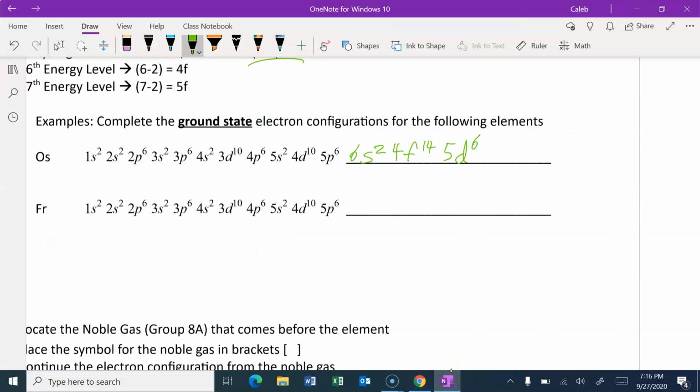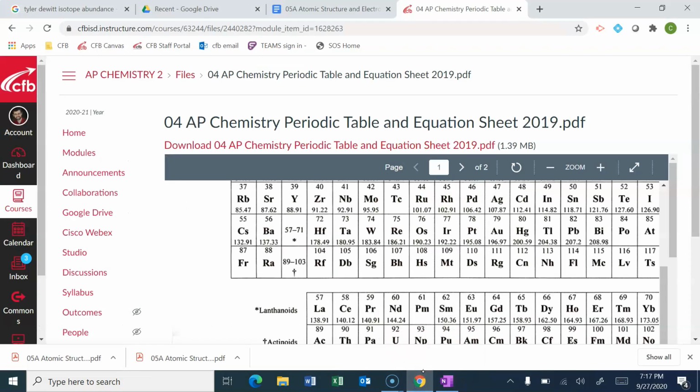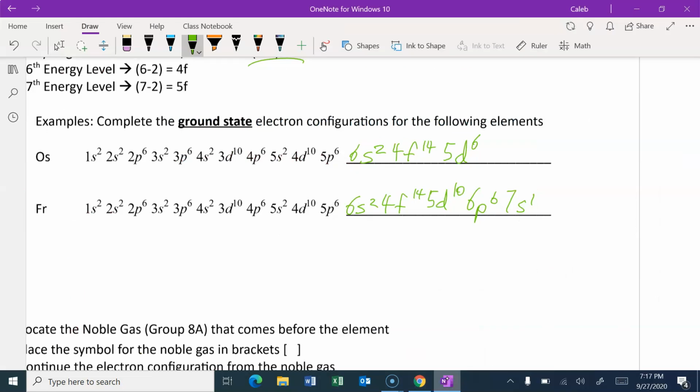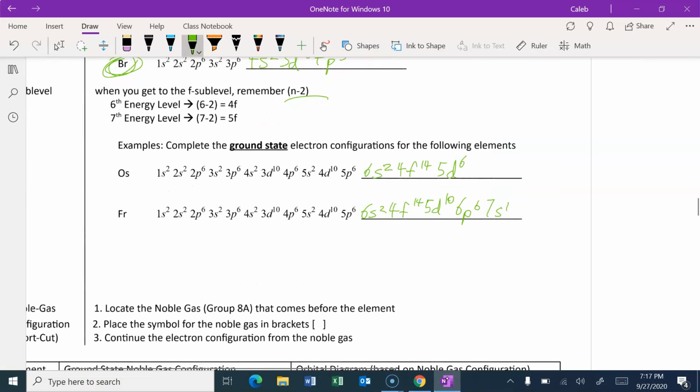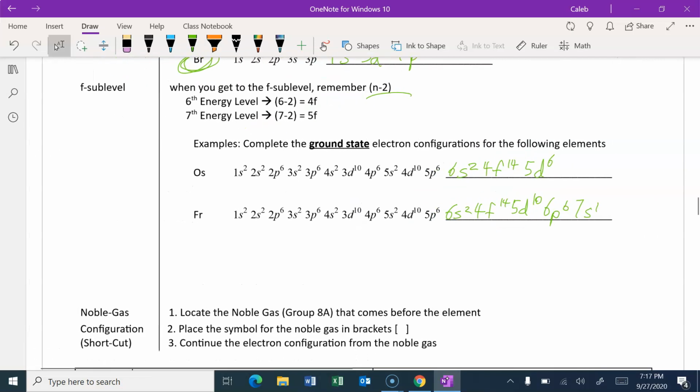We're ending with 7s1. So after 5p6 comes 6s2, 4f14, 5d10, 6p6, and then 7s. Francium was 1. 7s1. All right, those are the hardest kinds of electron configurations to do. So if you follow that, you're going to be fine with electron configurations on the AP exam, I believe.